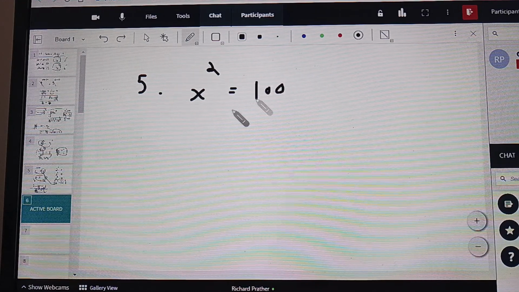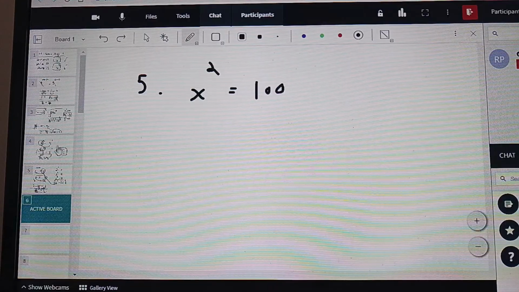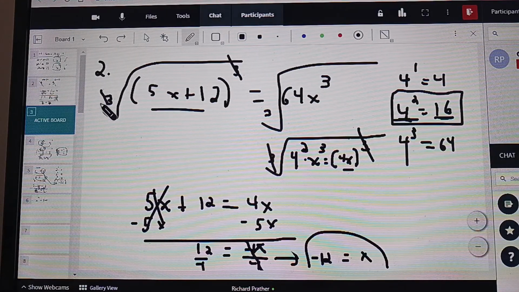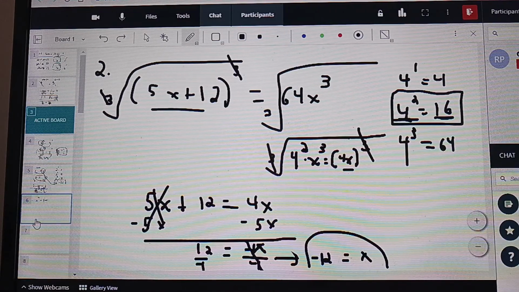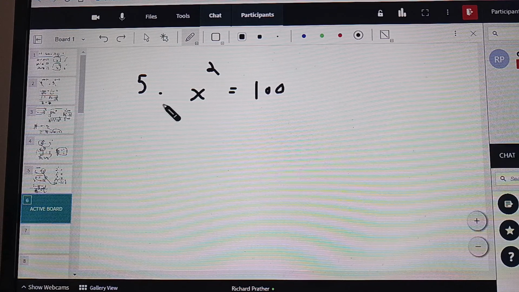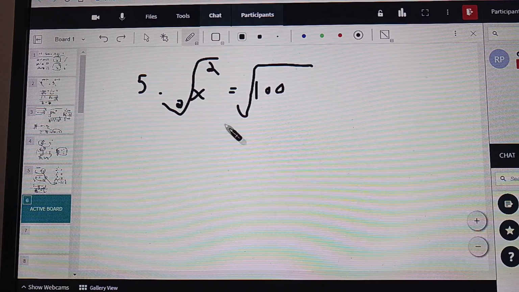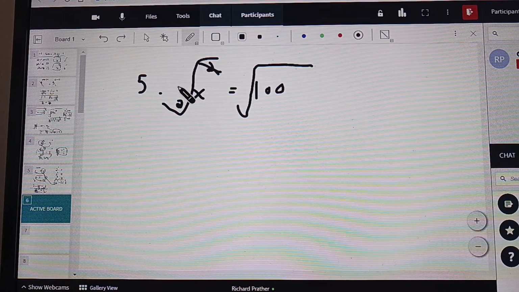This is like the one where I did a cube root on each side. If you have a number exponent, you want to get rid of it, you need the same root as that exponent. So the opposite of a square is a square root, which is really a 2. They normally don't write it, but it is a 2. So a square and a square root cancel out, and you're left with just x.